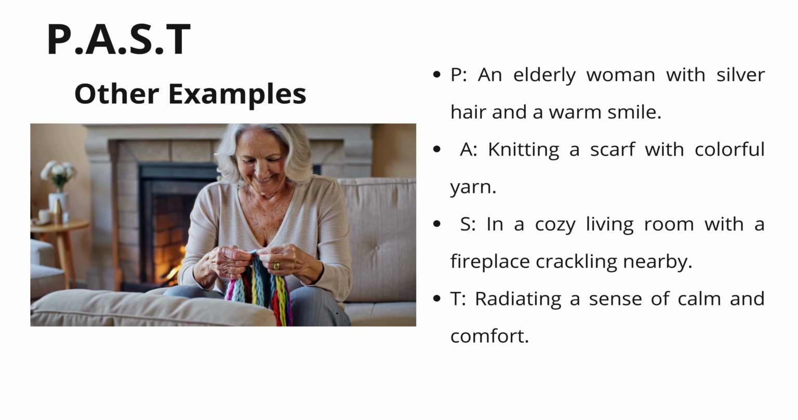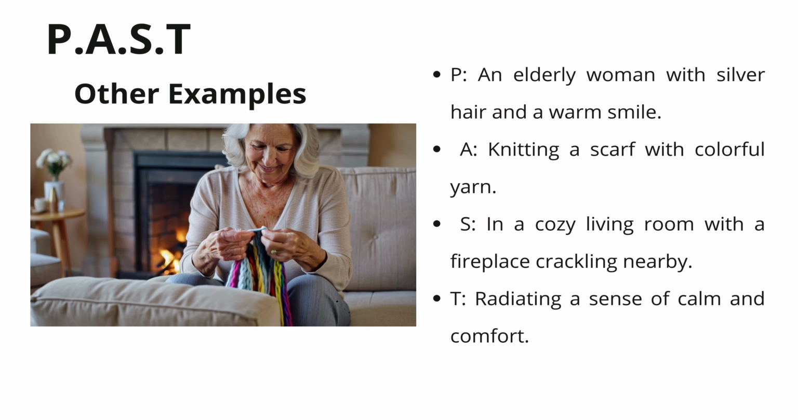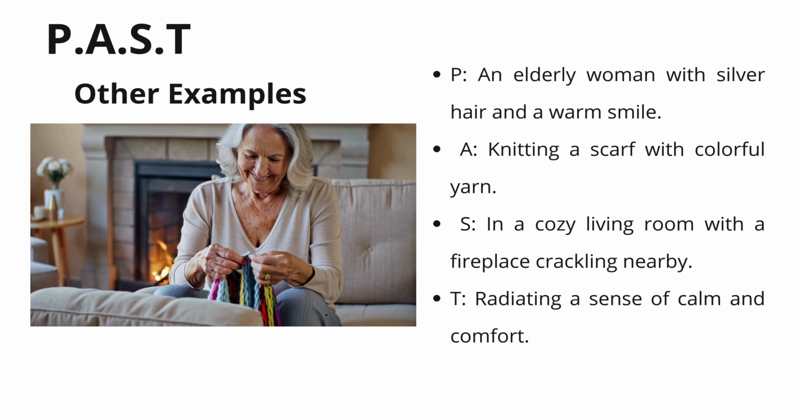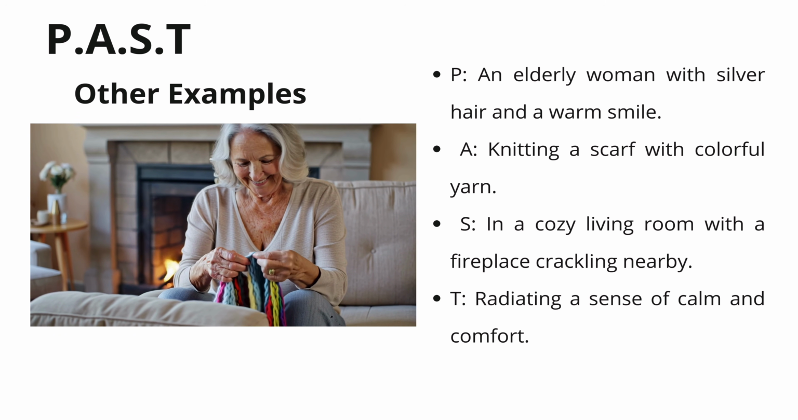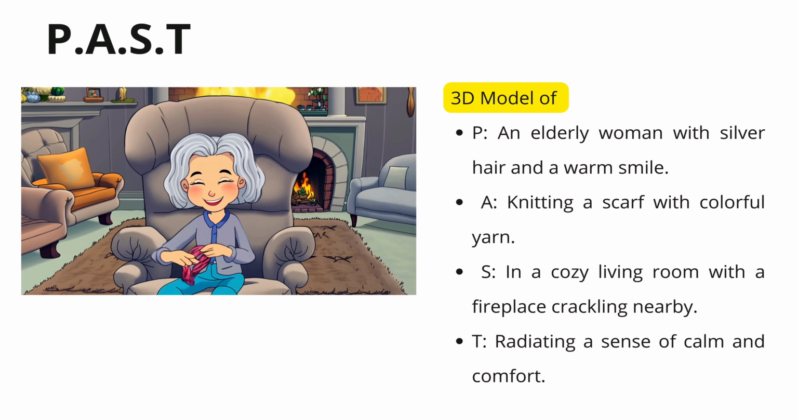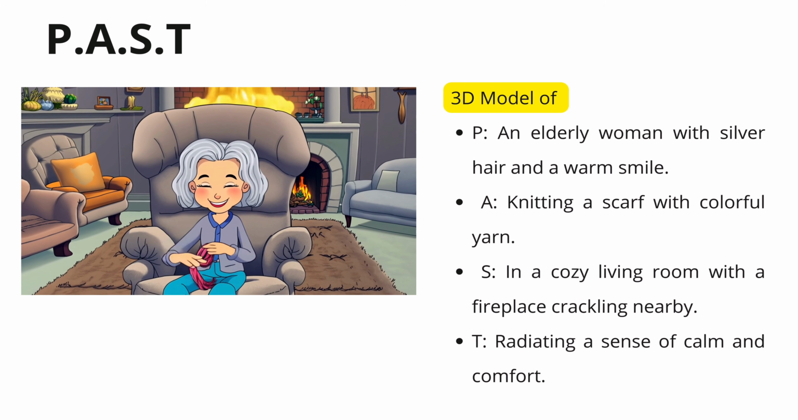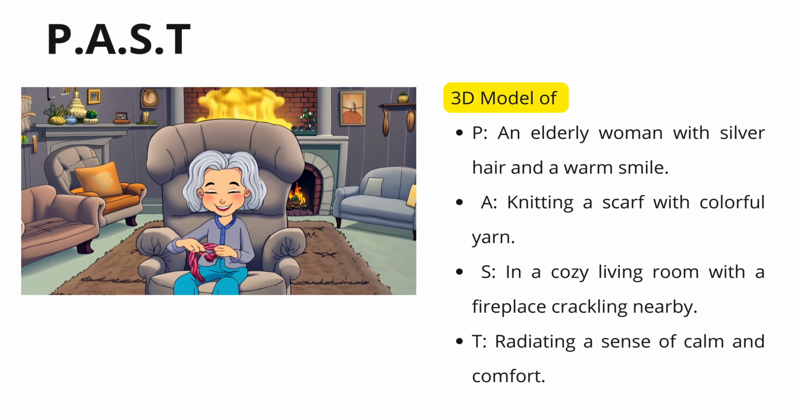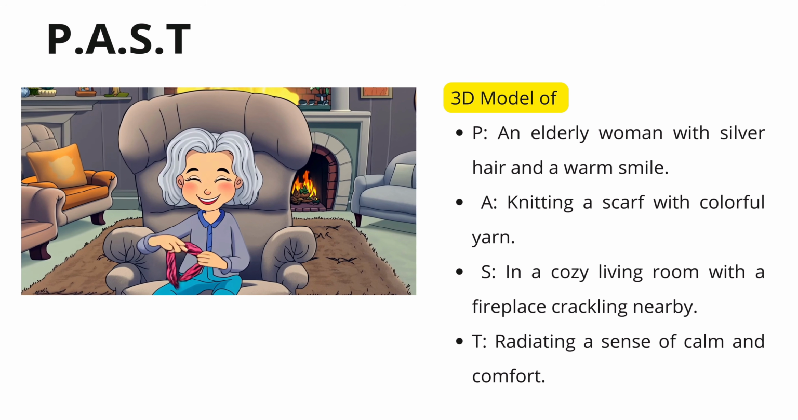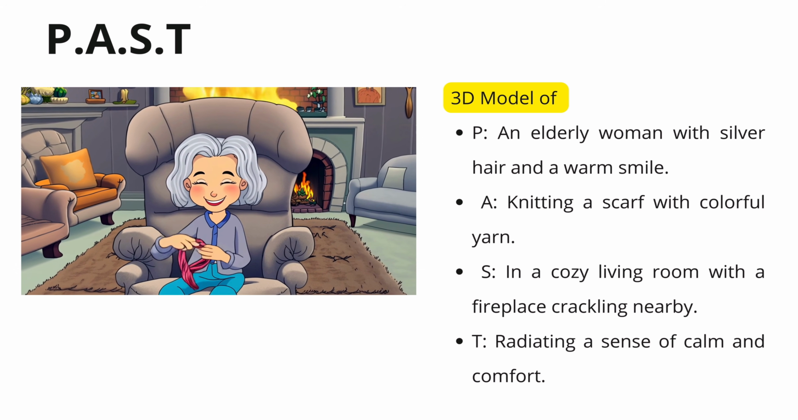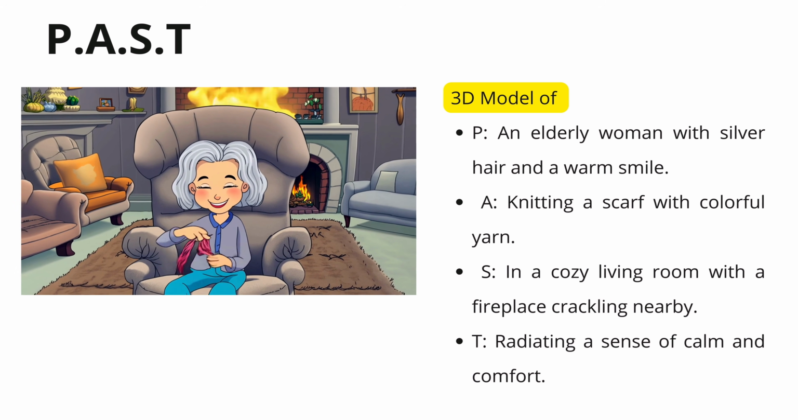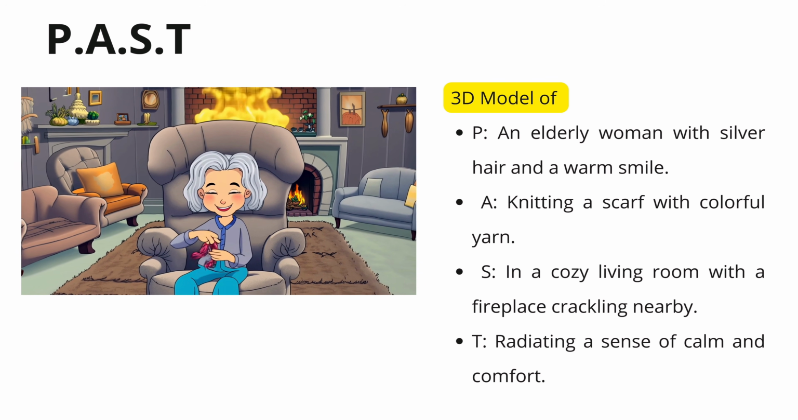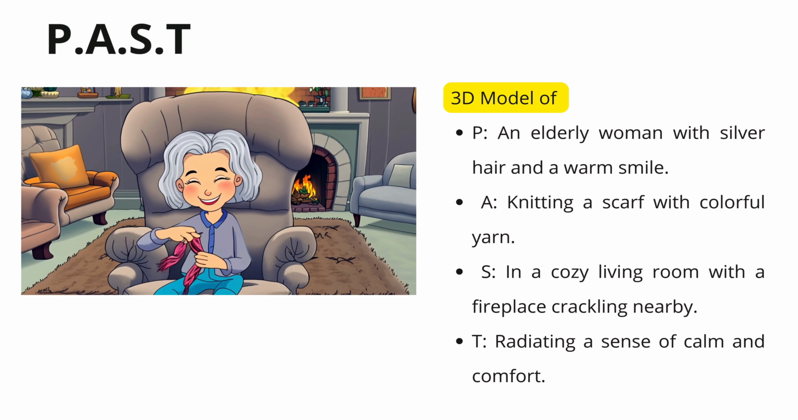So this is the secret on how to prompt and generate your results. And also, you can add the style in the PAST acronym. Example, you can say 3D model of an elderly woman with silver hair and a warm smile, knitting a scarf with colorful yarn in a cozy living room with a fireplace crackling nearby, radiating a sense of calm and comfort.